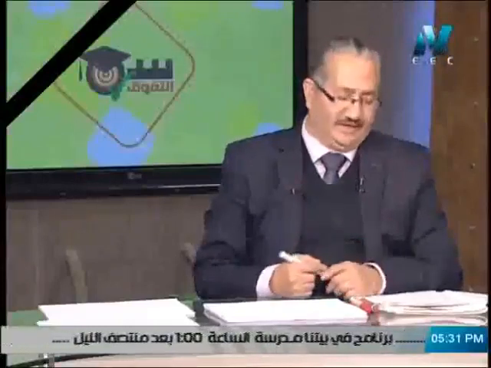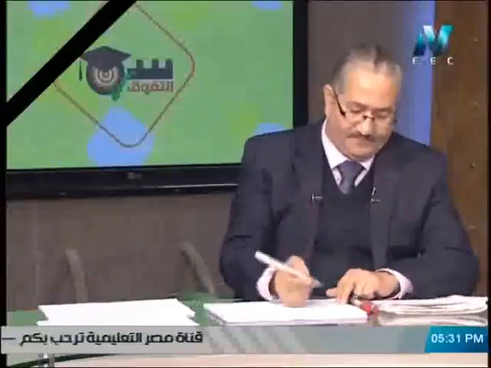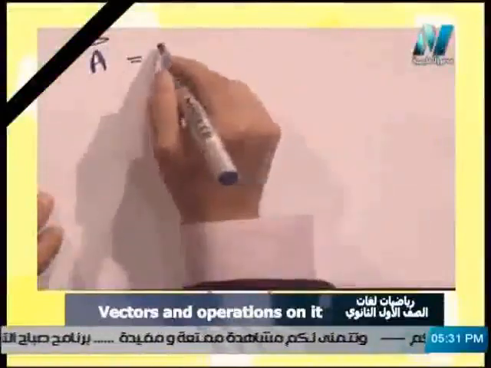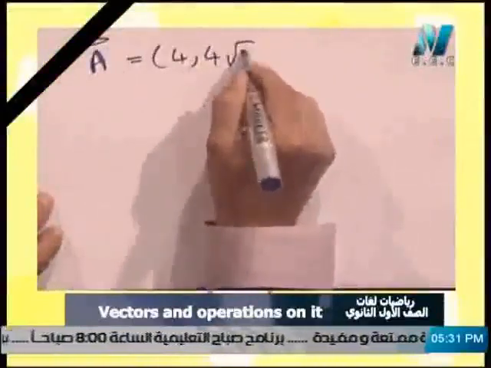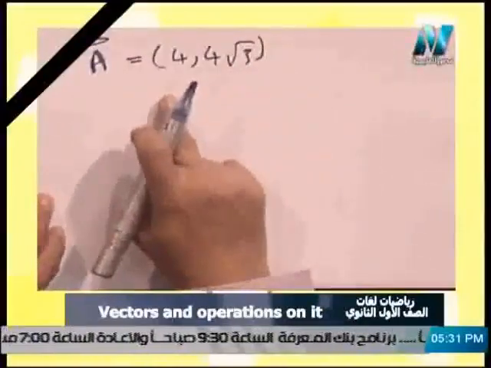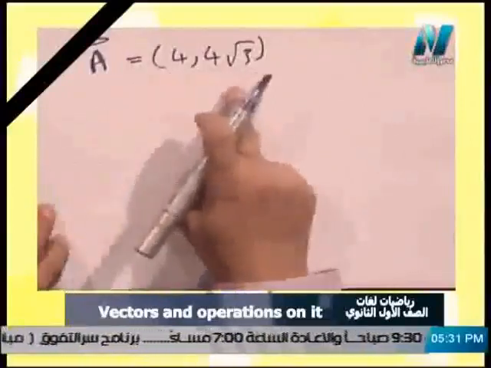Be with us. My dear students, I am here with you again. Let's continue our discussion about polar form and Cartesian form. If we have a Cartesian form and we want to convert it to polar form, let's move to this example. If we have a vector A here equals (4, 4 root 3), and you want to convert this vector to express it in polar form.